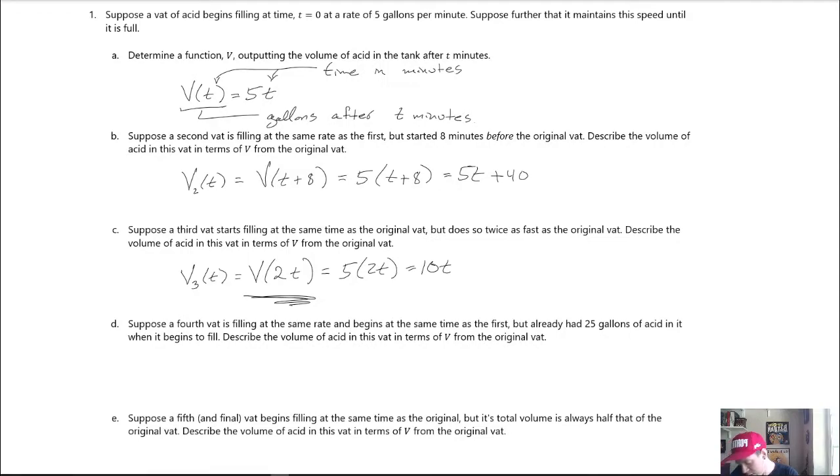All right, part D says suppose we have a fourth vat, volume sub 4 of t, that's filling at the same rate and begins at the same time as the first, but already had 25 gallons of acid in it when it began to fill. So that's just like saying that the volume of this fourth tank is the same as the original, but 25 gallons more all the time, because it started with 25 extra gallons at time 0. We could simplify this. This would be 5t plus 25.